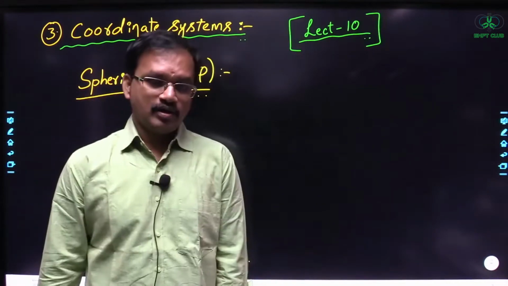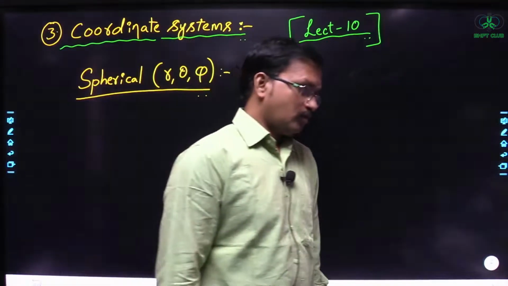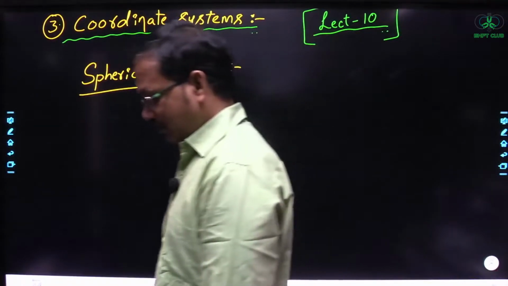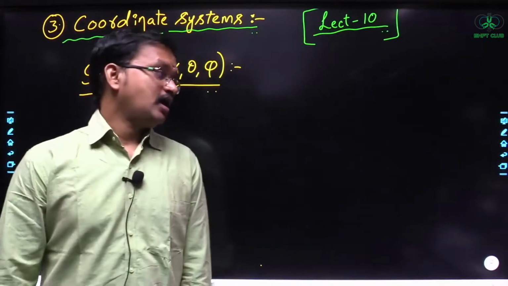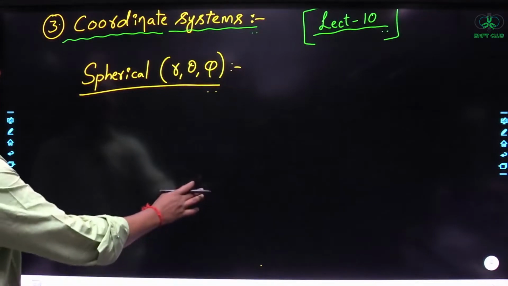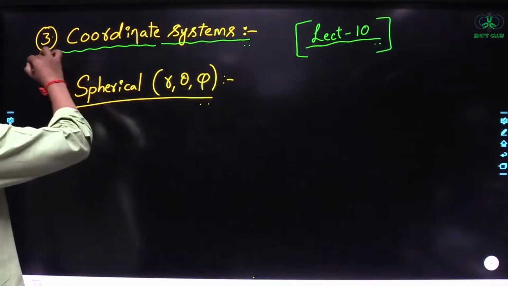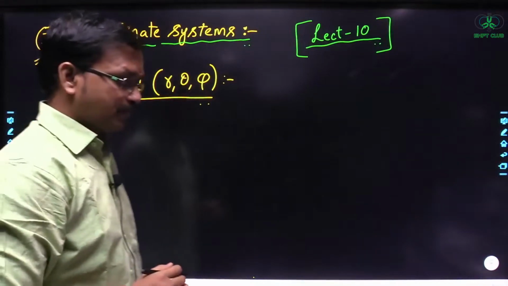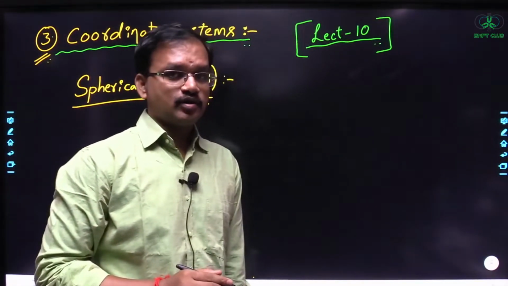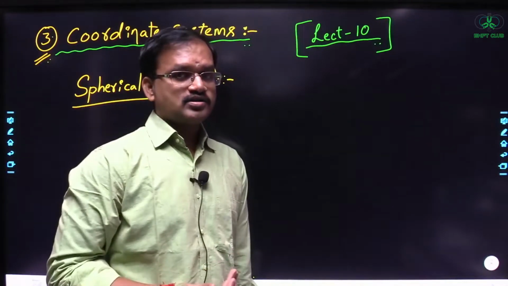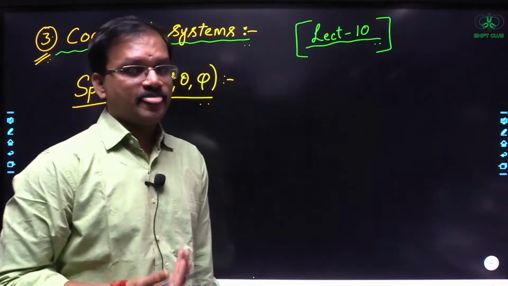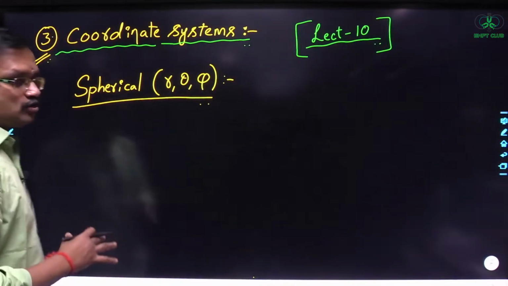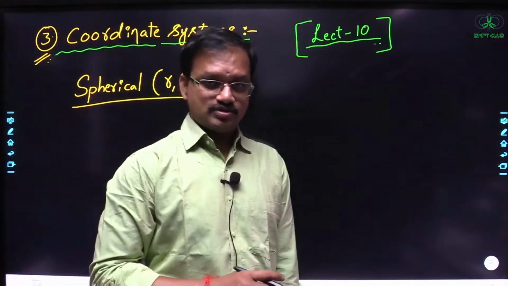Hi everyone. Up till now we have completed 9 lectures, and this is lecture number 10. We are dealing with the third chapter, coordinate systems. In coordinate systems we have completed the rectangular and cylindrical coordinate systems. From the last lecture onwards we started the spherical coordinate system, and in this lecture also we are going to continue with the spherical coordinate system.